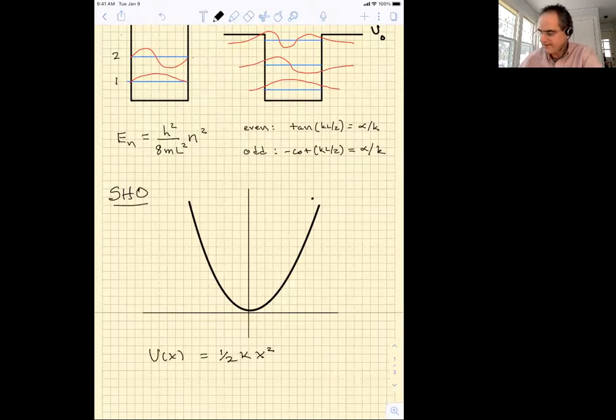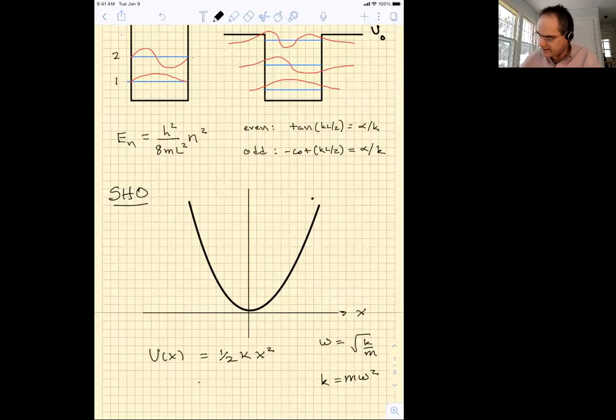Okay, and x is the distance from the origin. Now, remember something about the harmonic oscillator. Harmonic oscillators have a natural frequency, omega, which is root k over m. And so we can turn this into an equation for k by squaring both sides and multiplying by m. So k is equal to m omega squared, okay?